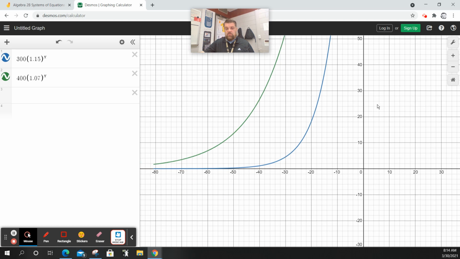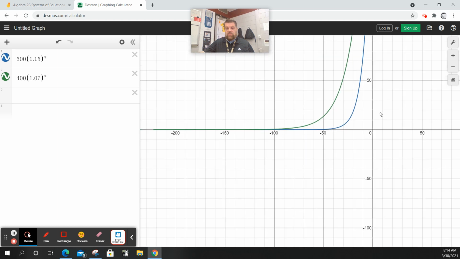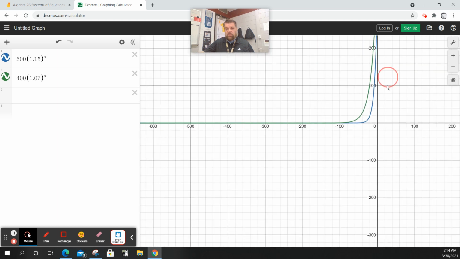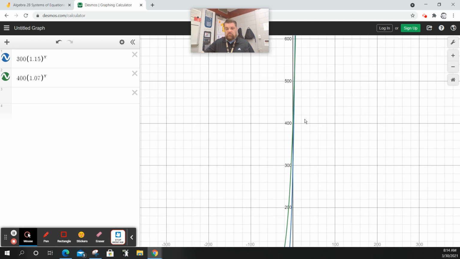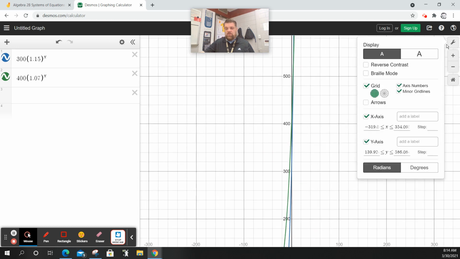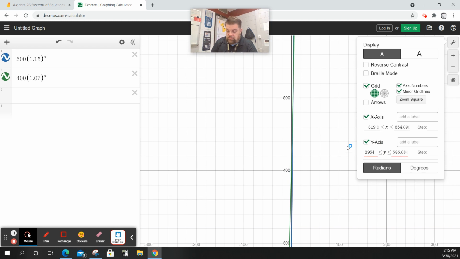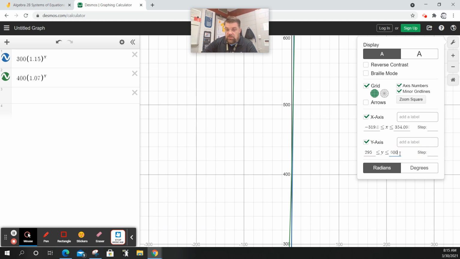So, holy moly. So I'm going to use a little trick here. I know that the y-axis will be between 300 and 400. So I'm going to say 295 to, I don't know, 450. And we'll say 600. And then my x-axis is not going to be very big at all.